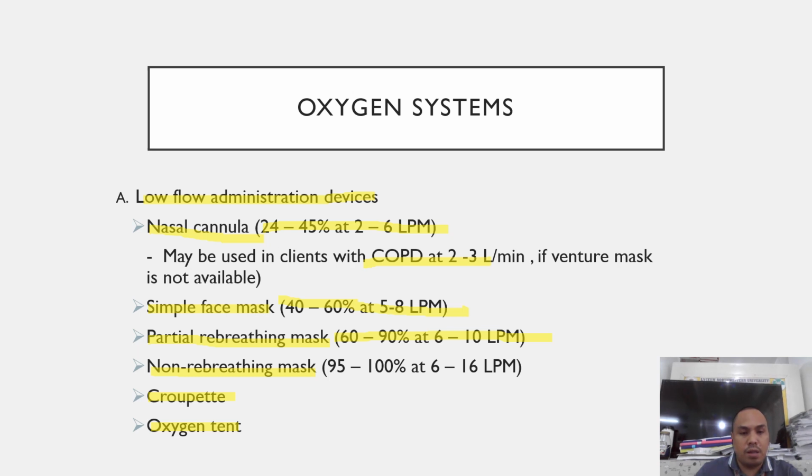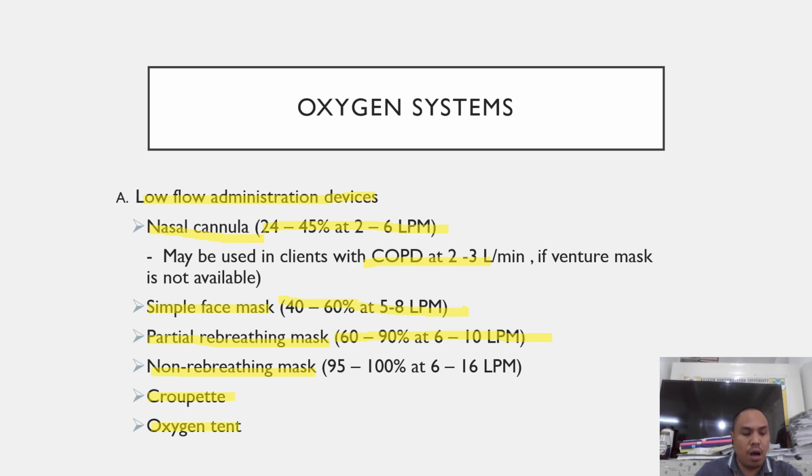Okay, and then we have the cuvette, that is a transparent airtight canopy placed over a patient's head and shoulder, within which a flow of oxygen can be maintained at a higher than normal atmospheric level. Okay, that is that one.